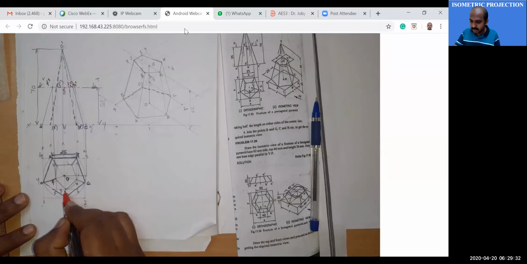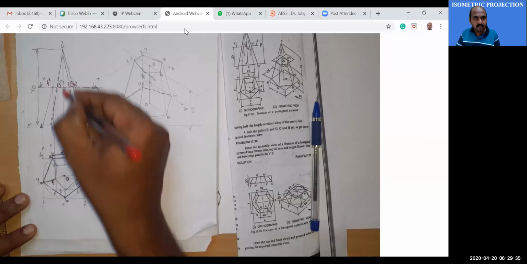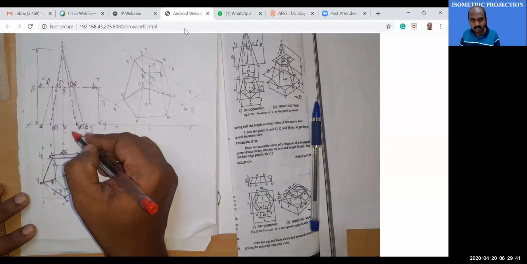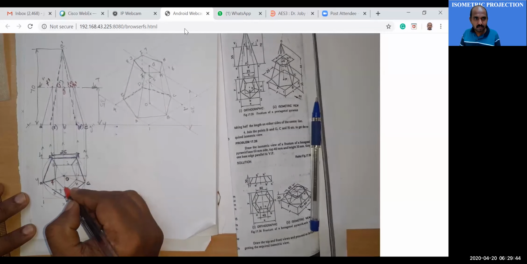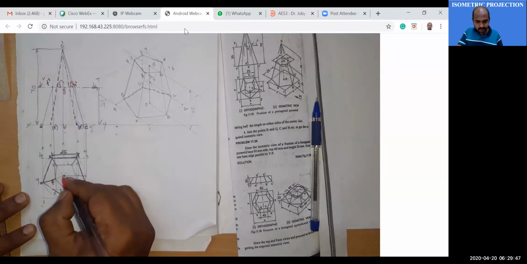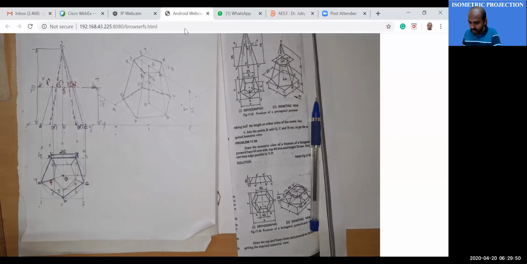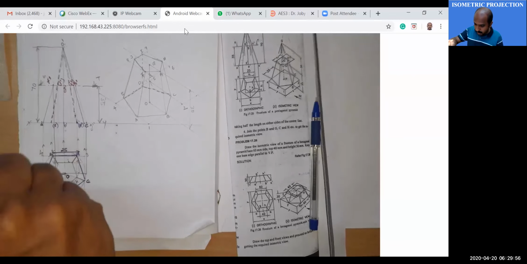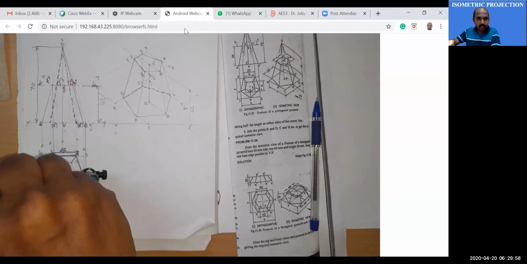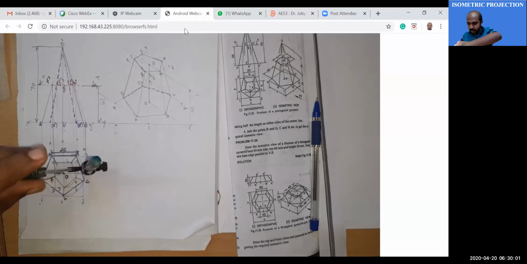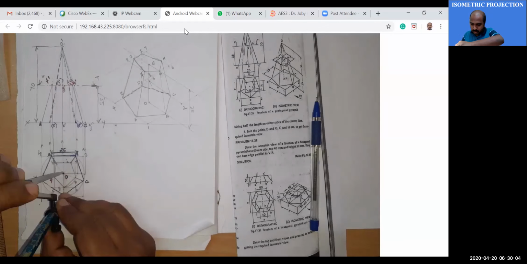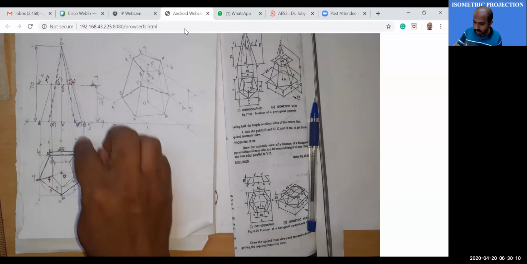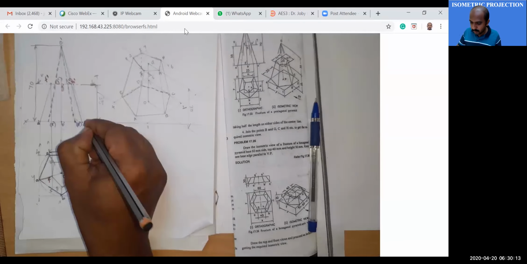Why? Because G dash is on O dash B dash, which is not perpendicular to XY. I already explained the procedure for finding G in the section of solids. I hope you remember it. What's the procedure? You rotate this OB until it is parallel to the XY line. Now project from here. It will touch the XY line at that point.